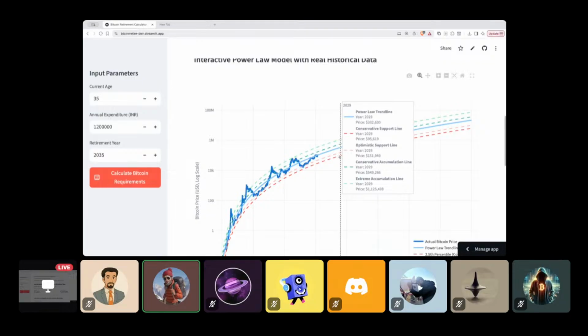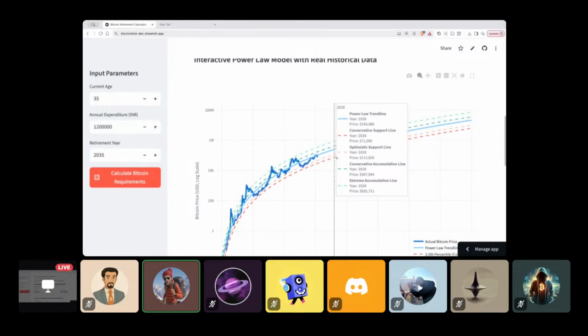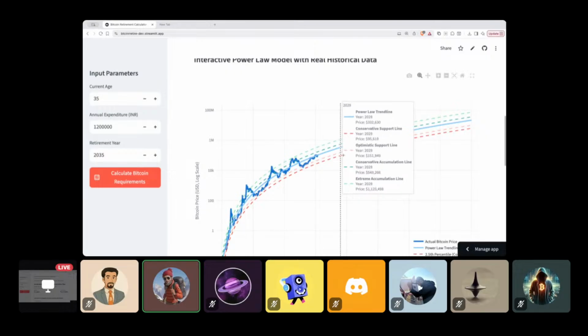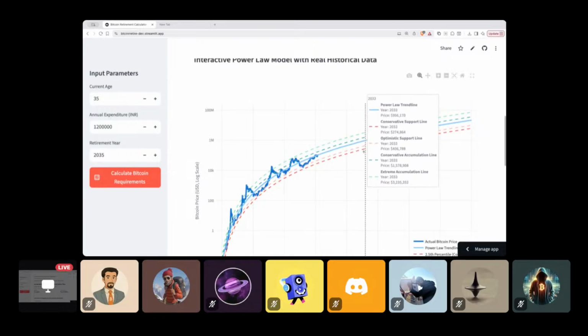So you will have to accumulate BTCs based on the expectation that BTC's price will follow this 2.5 percentile line.